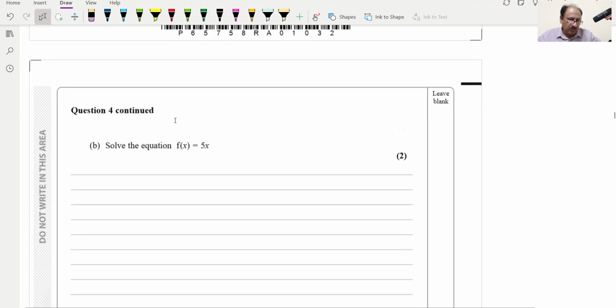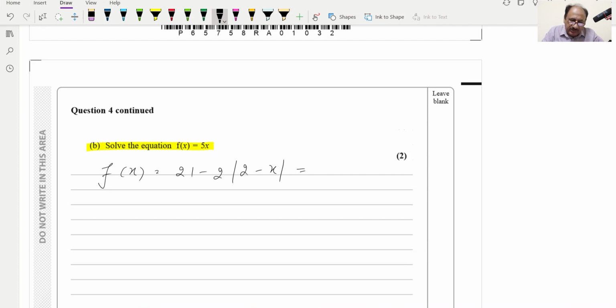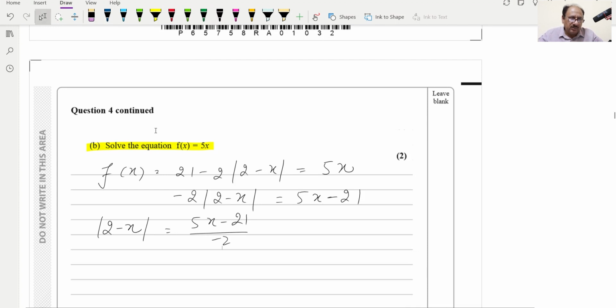Now the B part, solve the equation f of x is equal to 5x, and we know f of x is provided. F of x is what? F of x is equal to 21 minus 2 mod of 2 minus x, and it is given that this is equal to 5x, so we can equate it to 5x, and we can shift this 21 to other side, so it will be minus 2 mod of 2 minus x is equal to 5x minus 21, and further we can shift this minus 2 also to other side, so mod of 2 minus x is equal to 5x minus 21 divided by minus 2.